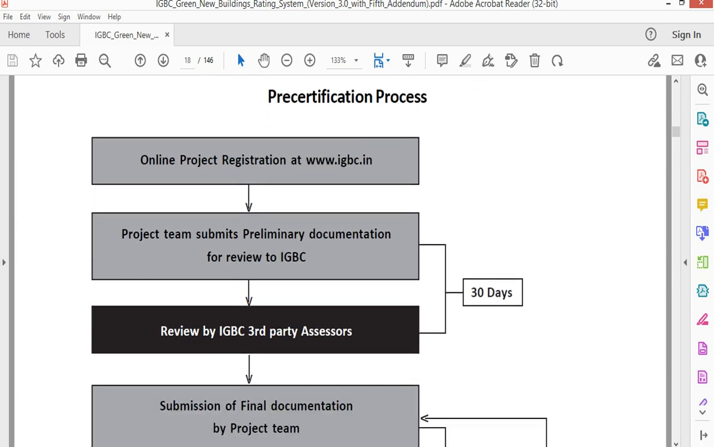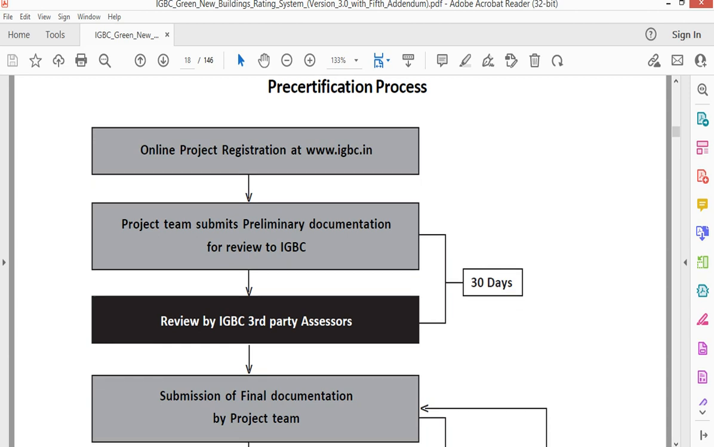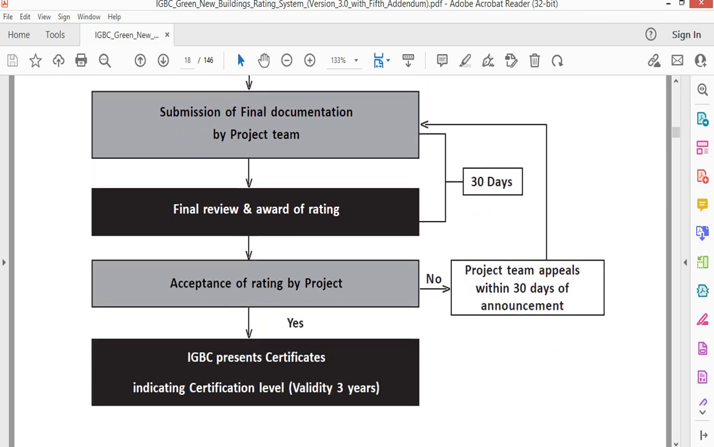Then comes the flowchart of the pre-certification process. First, the projects need to register themselves on IGBC's website, and the project team submits the preliminary documentation, which is reviewed by the IGBC third-party assessors. Then comes the submission of the final documents by the project team, and then the final review and the award of rating. This is the only difference between the certification stage and the pre-certification stage. In the certification stage, after the final documents are submitted, the site visit and the audit would be done. But in this case, after the submission, the final review and the award of the rating is done. Then comes the acceptance of the rating of the project.